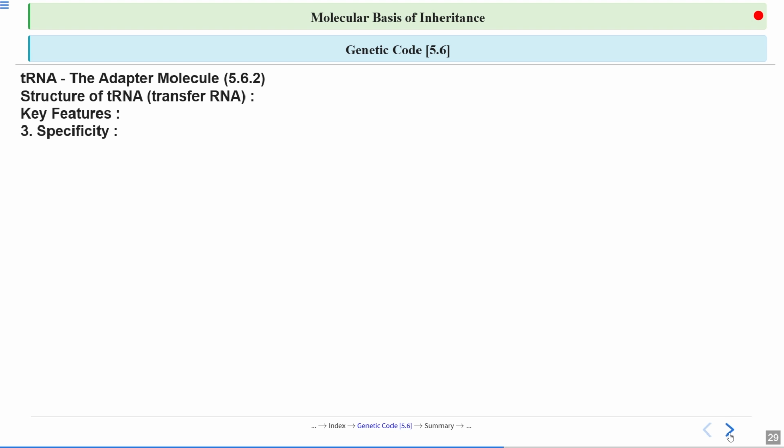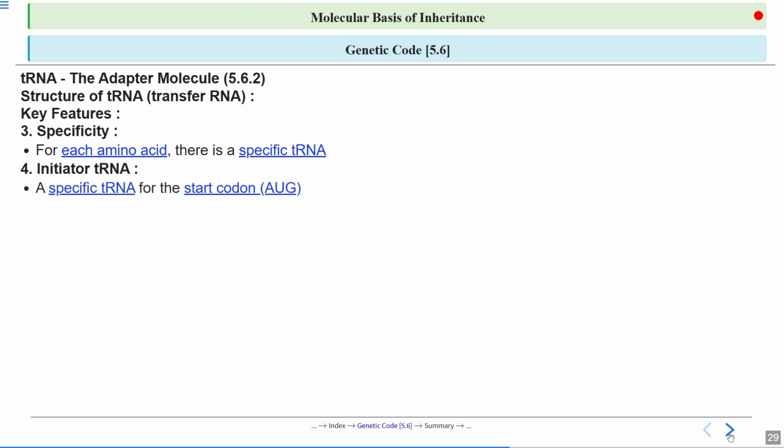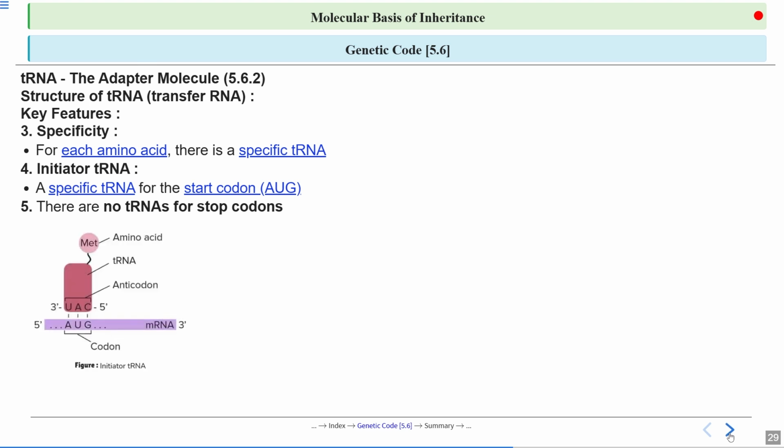Now, if we talk about the structure of tRNA specificity, for each amino acid there is a specific tRNA. Initiator tRNA: there will be a specific tRNA for what? For the start codon AUG. There are no tRNAs for stop codons.